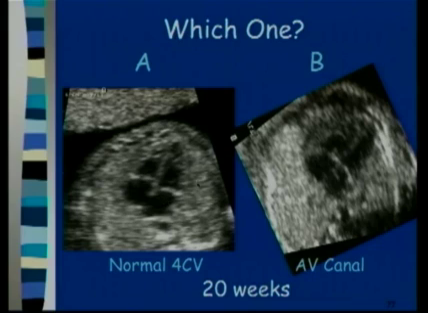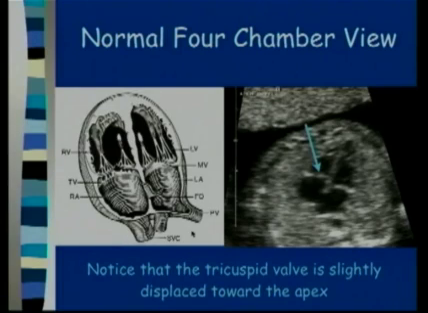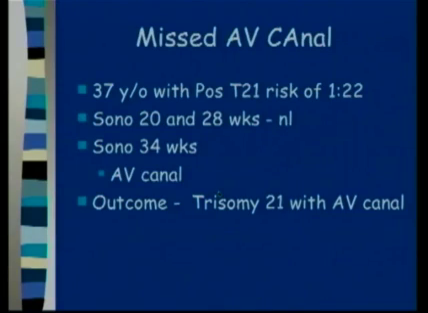This is the left atrium, left ventricle, right atrium. Spine's back here. So the normal four-chamber view has that normal offset of the apex. And you can see here the valve is just a little bit inferior to this side. And that's very important in identifying the four-chamber.